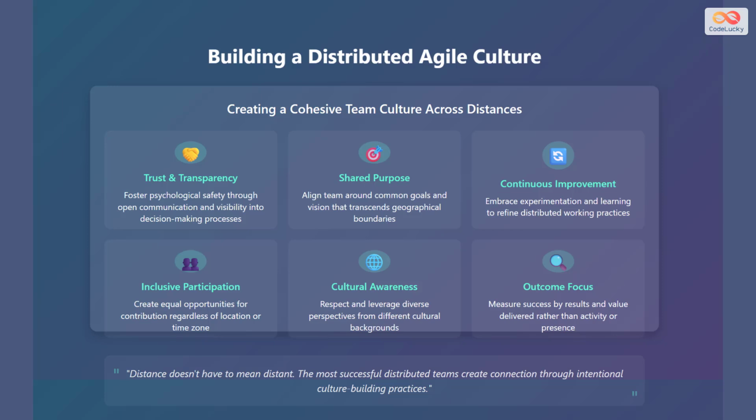Let's discuss building a cohesive team culture across distances. These are some cultural pillars. Foster psychological safety through open communication and visibility into decision-making processes to establish trust and transparency. Align the team around a common goal and vision that transcends geographical boundaries to achieve shared purpose. Embrace experimentation and learning to refine distributed working practices for continuous improvement. Create equal opportunities for contribution, regardless of location or time zone, for inclusive participation.